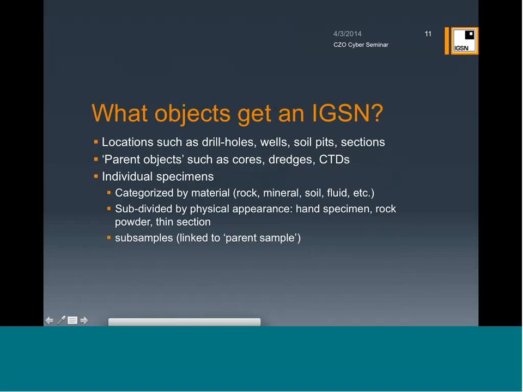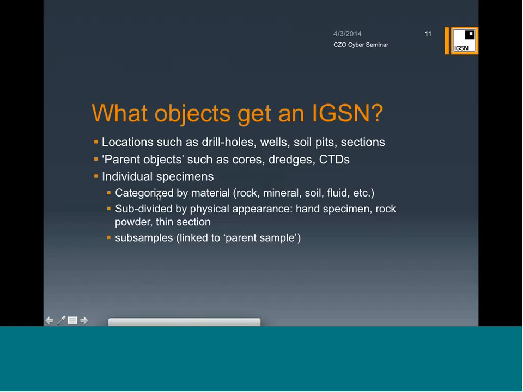So what objects do get an IGSN? It's not only an individual specimen of rock or of a mineral and so on, but it starts off with actually some sort of super sample like a drill hole, a well, a soil pit, or a stratigraphic section and so on. And those can be parent objects. There are other parent objects like cores or dredges and so on. And then any sample that's taken from these locations or from parent objects gets its own IGSN.